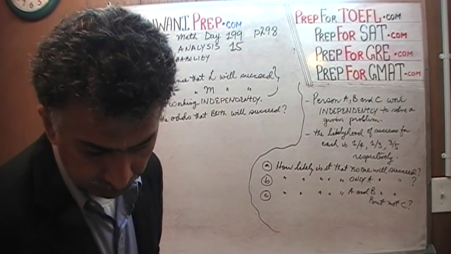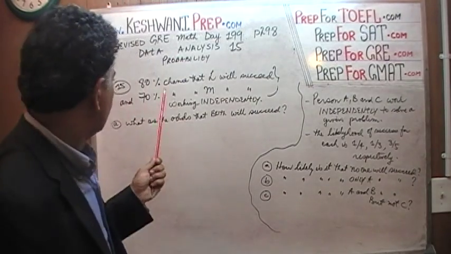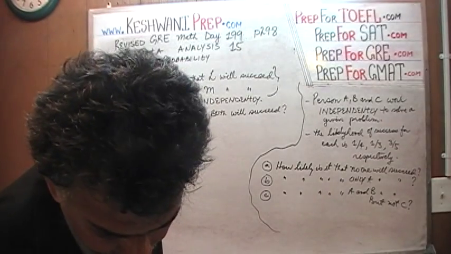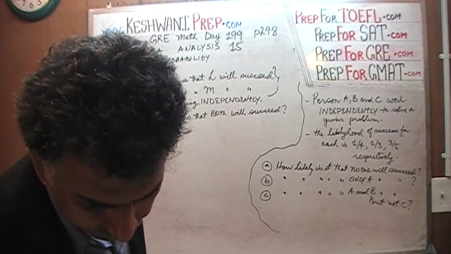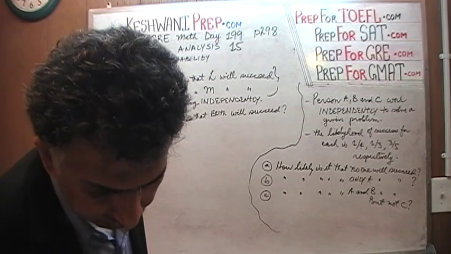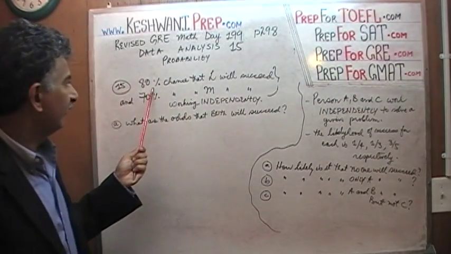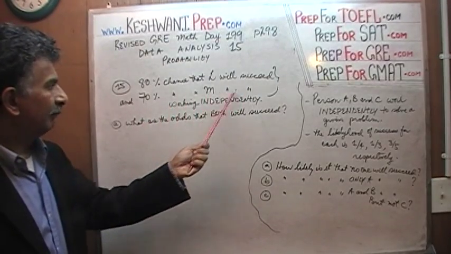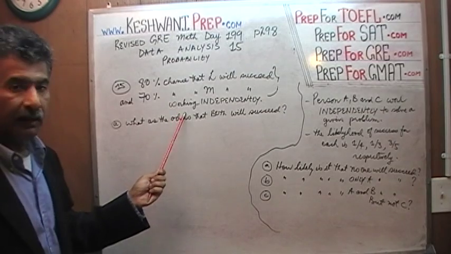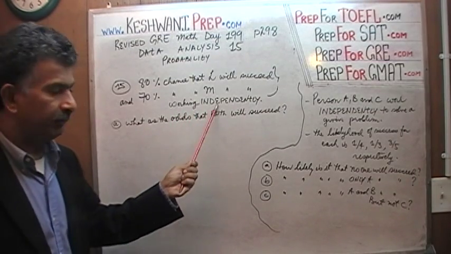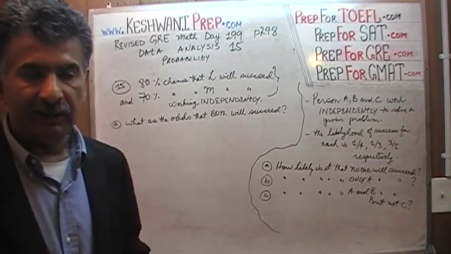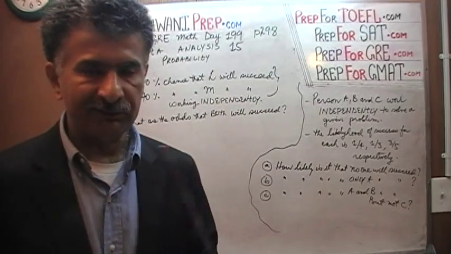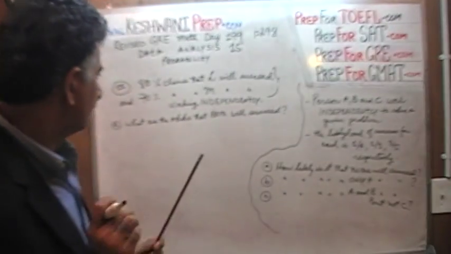Lynn and Mark each attempt independently to decode a message, hence L and M. We are told that the probability that Lynn will decode the message is 0.8, so there is an 80% chance that L will succeed. We are also told that there is a 70% chance that M will succeed. Lynn and Mark are working independently, which is very important. In other words, the chances that L will succeed have absolutely nothing to do with what Mark does and vice versa. Their work does not influence each other.